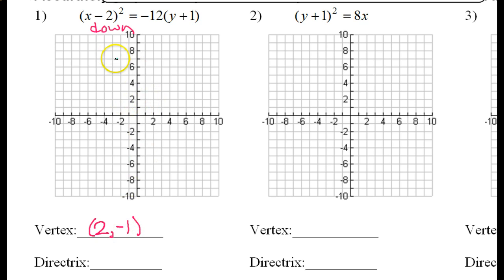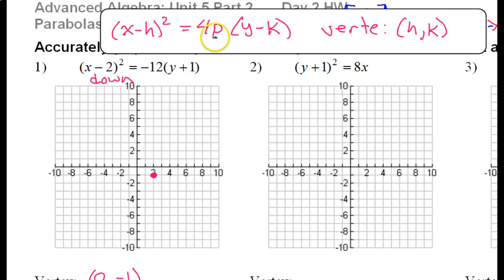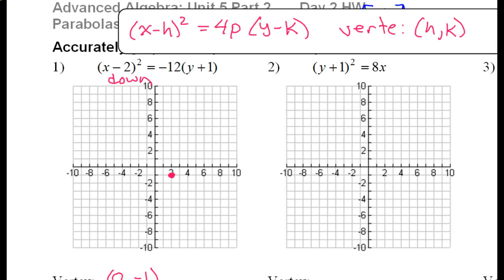We might as well graph it. So we have 2 comma negative 1 right here. That will be our vertex, and we know that it will be facing down. Now, the next step is to find this p value that's mentioned in the function here. We know that 4p is going to equal the negative 12. So if I divide by 4, that gives me p is equal to negative 3.